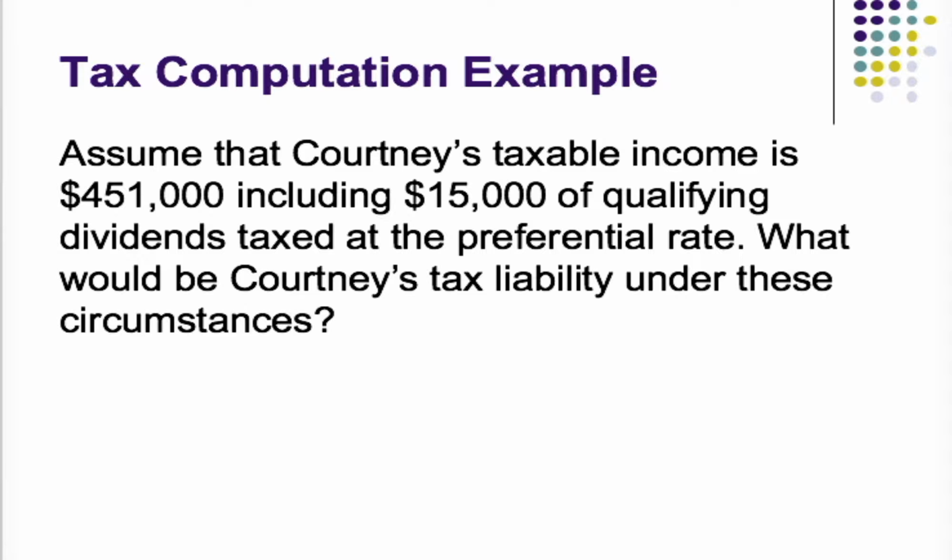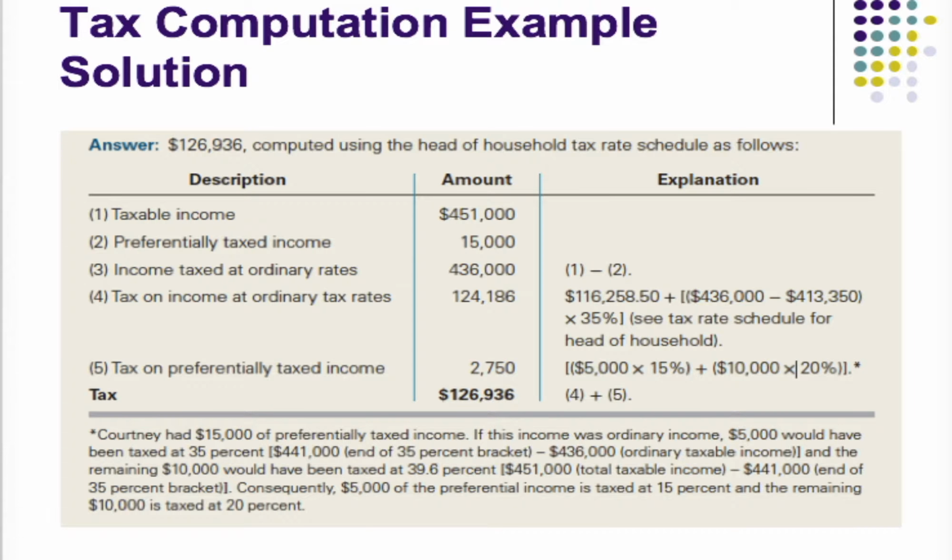So this is just an example. Assume that Courtney's taxable income is $451,000, including $15,000 of qualifying dividends taxed at the preferential rate. What would be Courtney's tax liability under these circumstances? Well, let's take a look at that. If you just skip to the answer there, $126,936. We're using the head of household filing status here. Got your taxable income, $451,000, $15,000 of preferentially taxed income.